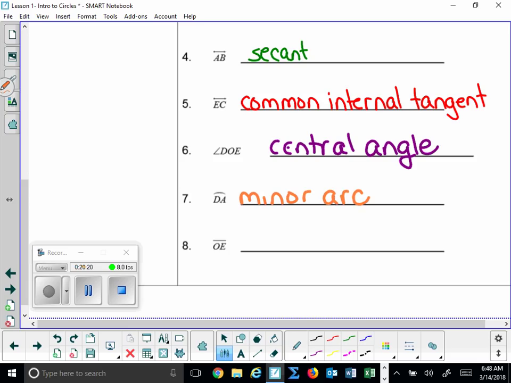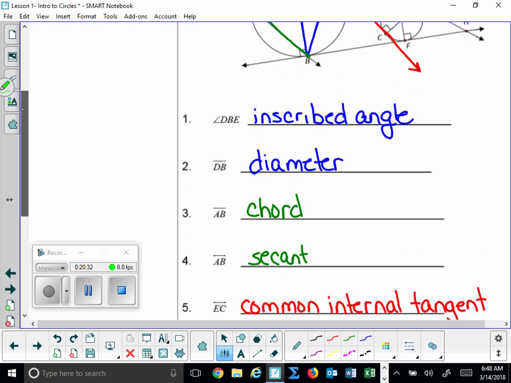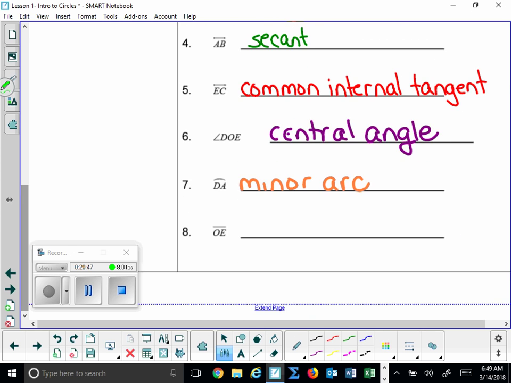And finally for this diagram, segment OE, picking up yet another color. Why don't we go bright green? We've used OE before, but we'll go over it in bright green. That looks like a radius to me, ladies and gentlemen. It starts here at the center, and it goes to one side of the circle. So we're talking radius. That green almost looks like the highlighter, doesn't it? Interesting. All right.